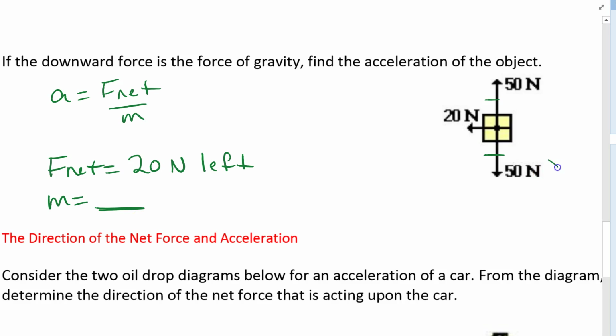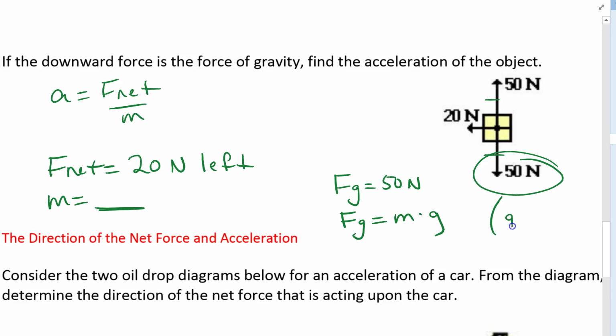Well, here's the hint. They tell me that the force of gravity is equal to 50 newtons, and I know that Fg is equal to m times g. Now we're going to keep things simple. Instead of using g equals 9.8, we're going to say it's approximately 10 in this case. So I'm going to say that if the force of gravity is 50, mass times 10, to solve for mass here, I divide both sides by 10, so the mass is going to be equal to 5 kilograms.